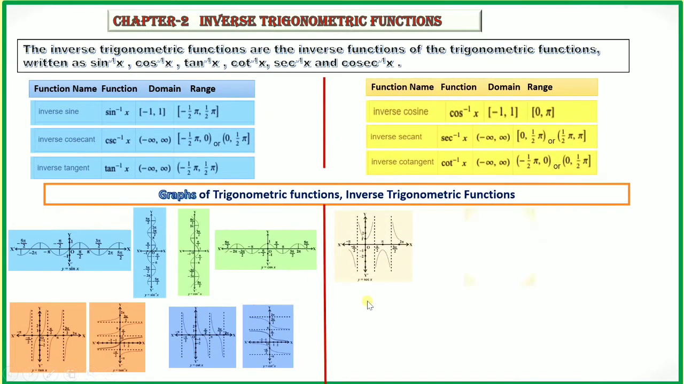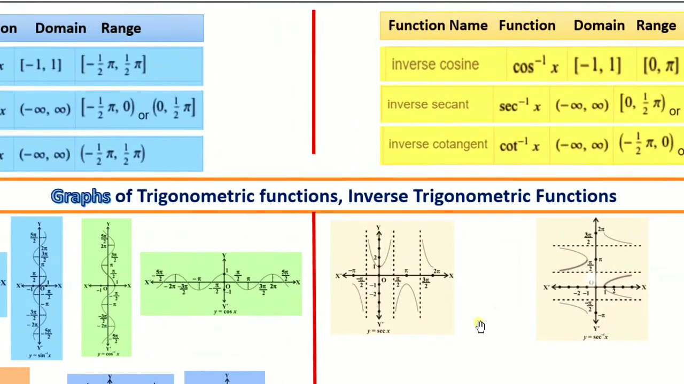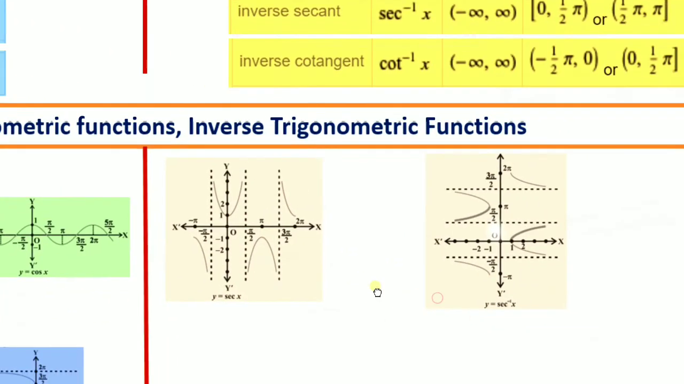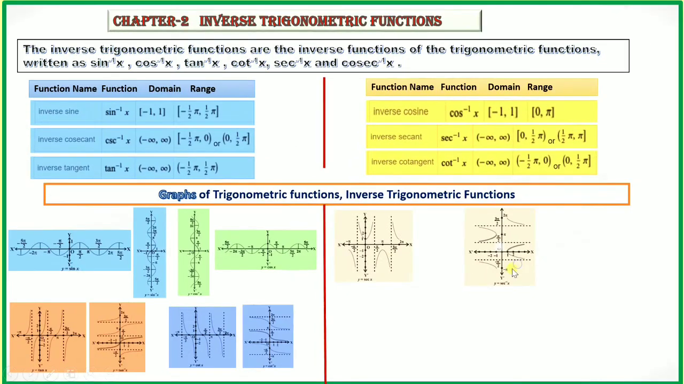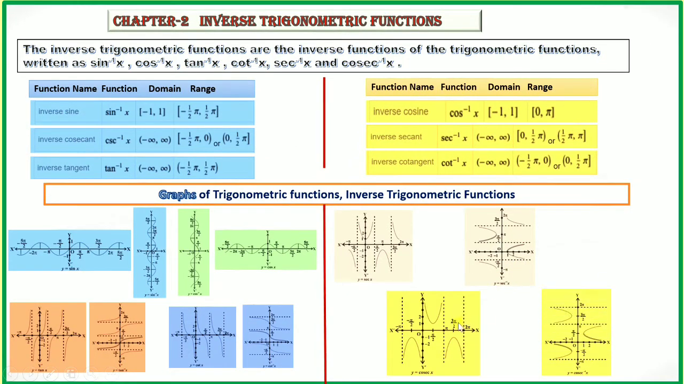Next is sec x. This also you should see a little closer. y is equal to sec x. Small loops will be formed as per the value of x we will put. So this is a general trigonometric function, y is equal to sec x, and this is y is equal to sec inverse x, and the last one is y is equal to cosec x.